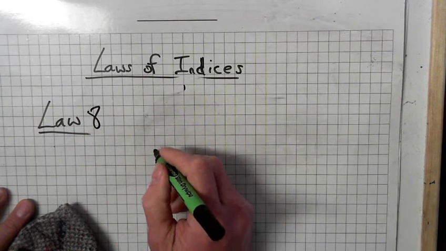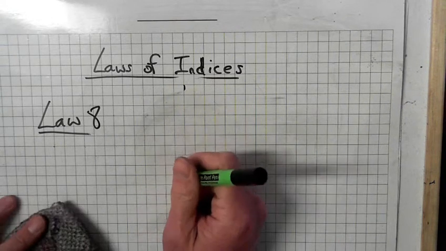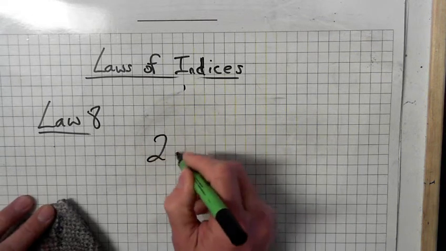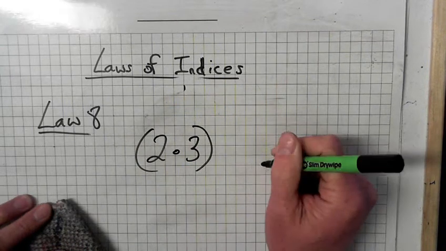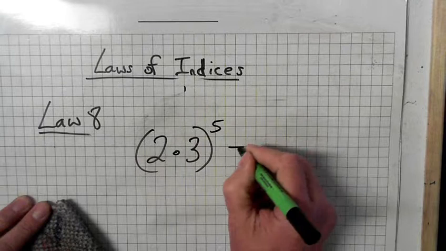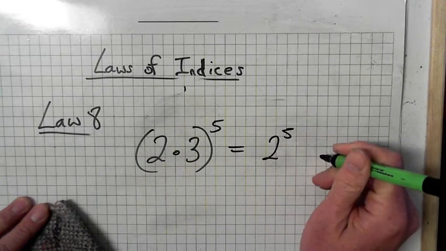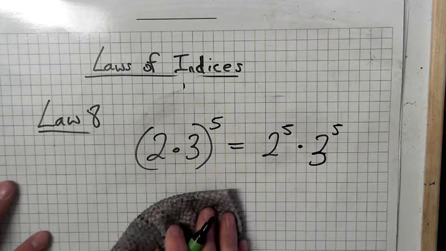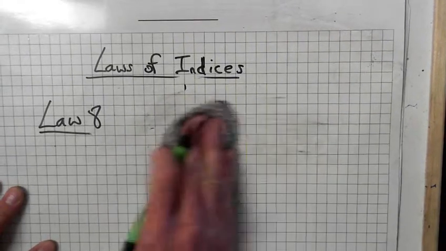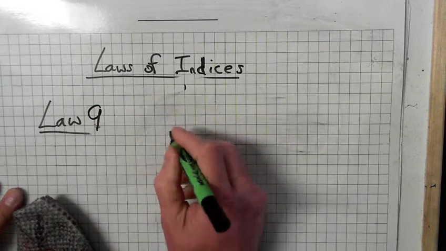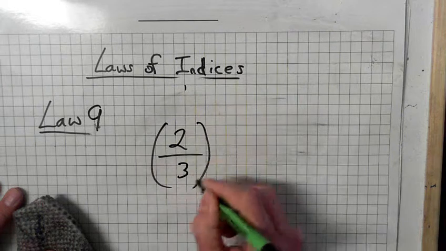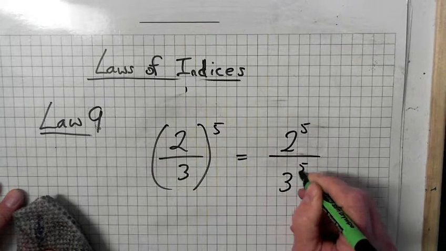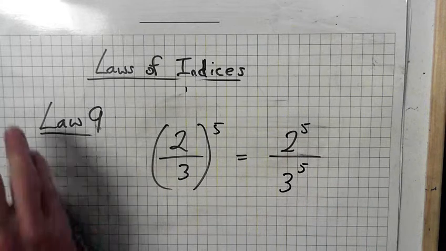Law 8. You go backwards. For this one, you go backwards. If I have 2 times 3, watch this. If I have 2 times 3 to the power of 5, that's the same as 2 to the power of 5 times 3 to the power of 5. Alright, I can break it up like that. And the next one, law 9. If I have 2 over 3 to the power of, again, 5, that's the same as 2 to the power of 5 divided by 3 to the power of 5. Okay?